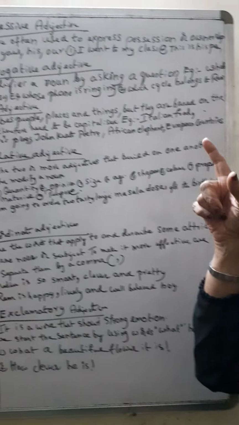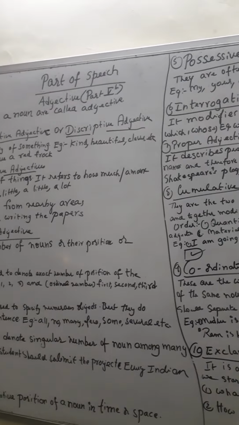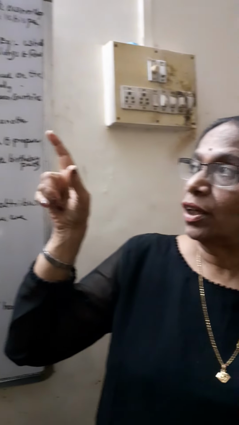Today I am going to explain parts of speech, adjective, part 5. I have already sent you noun, pronoun, verb, adverb. Now it is my 5th topic, that is adjective. This topic is very important from 2nd standard to UPSC level.